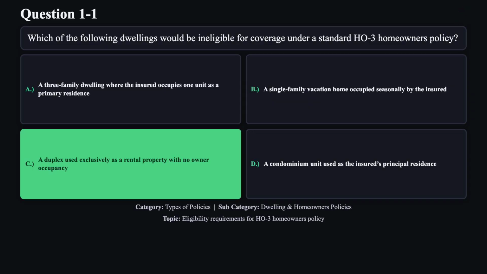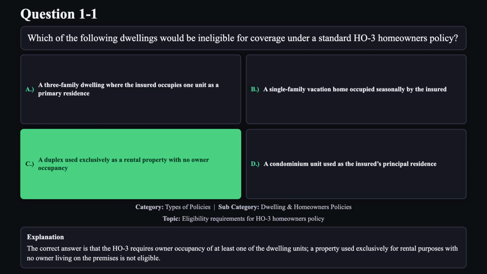The correct answer is C. The correct answer is that the HO3 requires owner occupancy of at least one of the dwelling units. A property used exclusively for rental purposes with no owner living on the premises is not eligible.